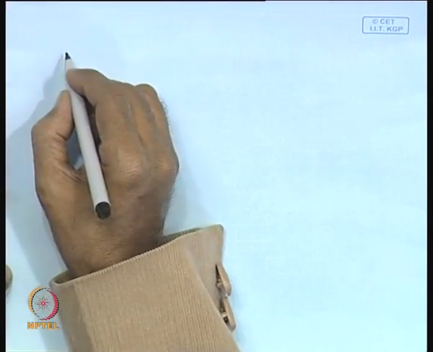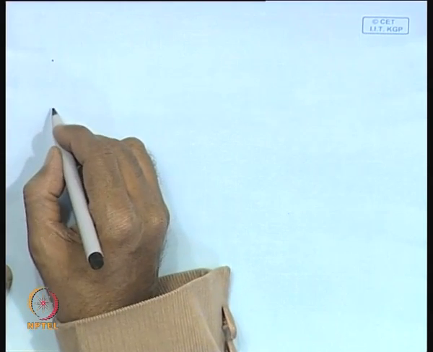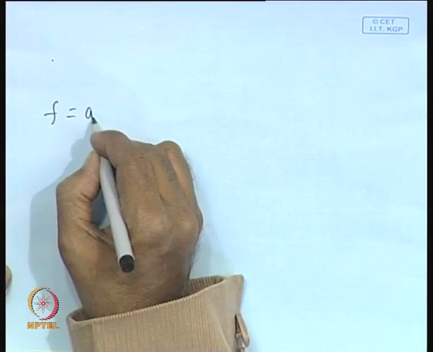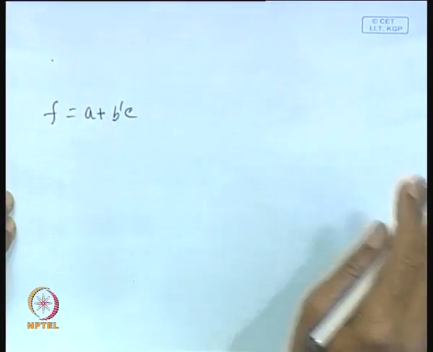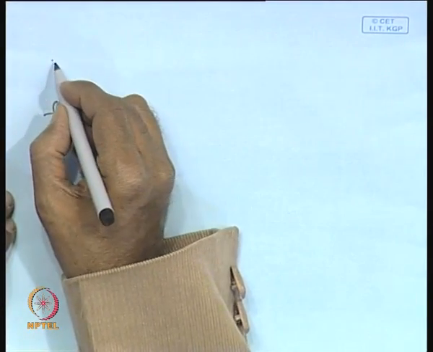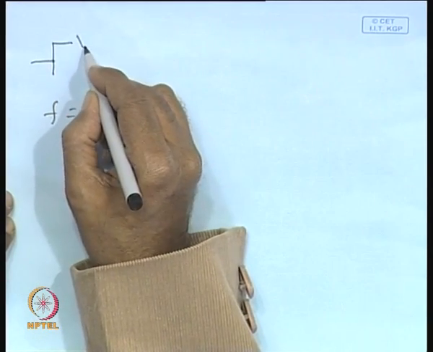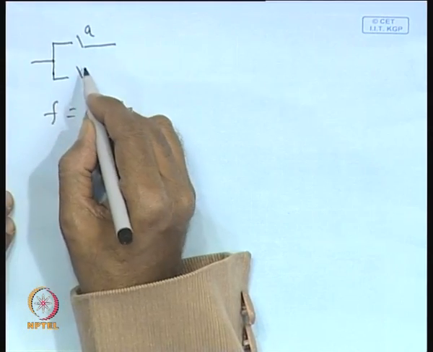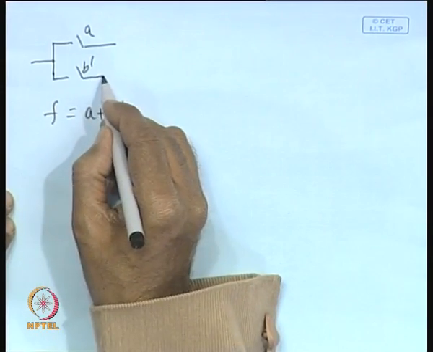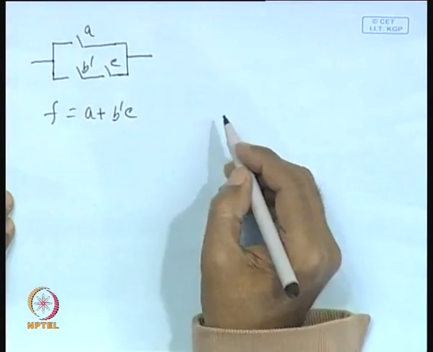Then the second rule we shall come to from this observation. Suppose we have to realize a function f is equal to a plus b dash c. Conventionally, if we realize it by relay logic, the representation is like this. This is controlled by A, and this is controlled by B dash, and this is controlled by another switch C, and we get the output from here.